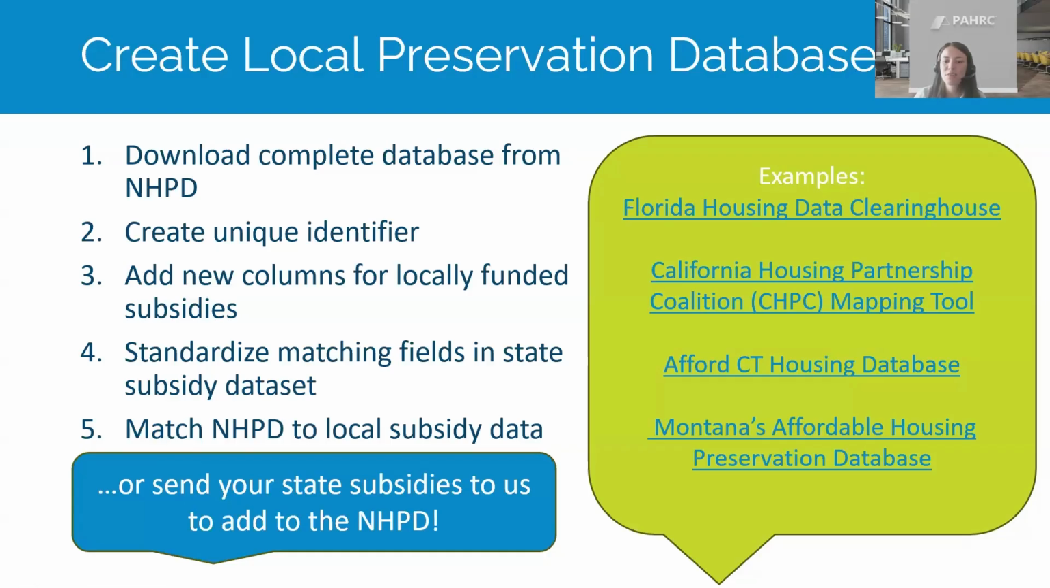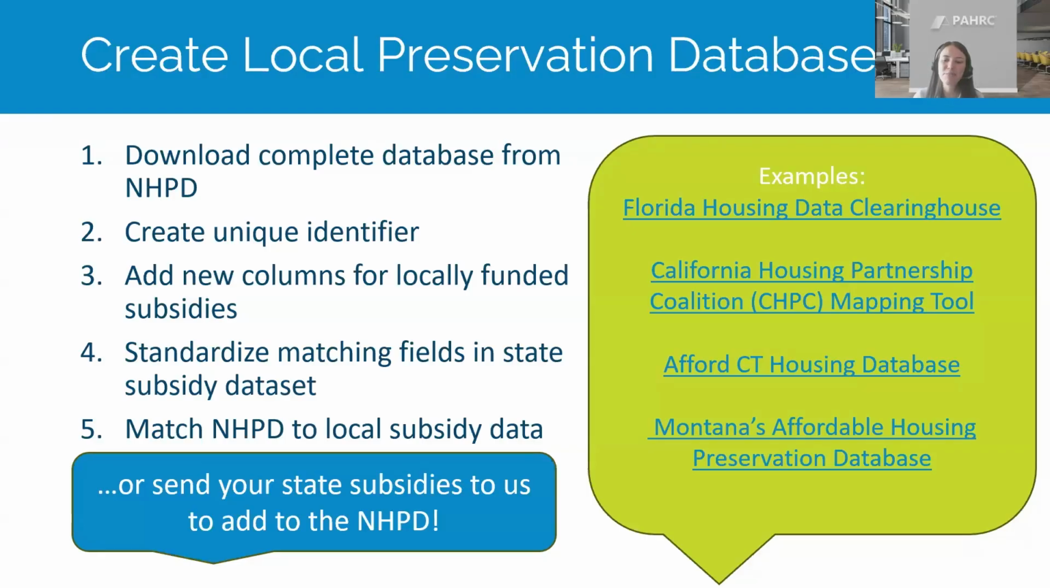Some general tips on doing this, if you want to begin with the NHPD, are to begin by downloading the complete database from the NHPD. And then from there, you'll want to create a unique identifier for each property to track them across updates. Then you want to add columns for any of the additional characteristics that you want to track or funding sources that you want to incorporate. And then to match the data against your inventory, you want to standardize fields so that they're consistent, whether it's the street names or apartment names, so that you can maximize your matches.